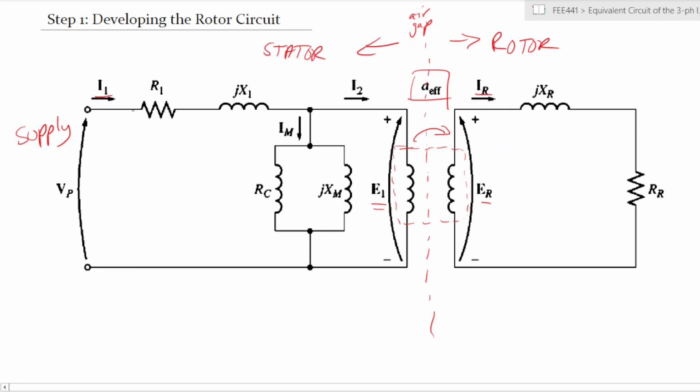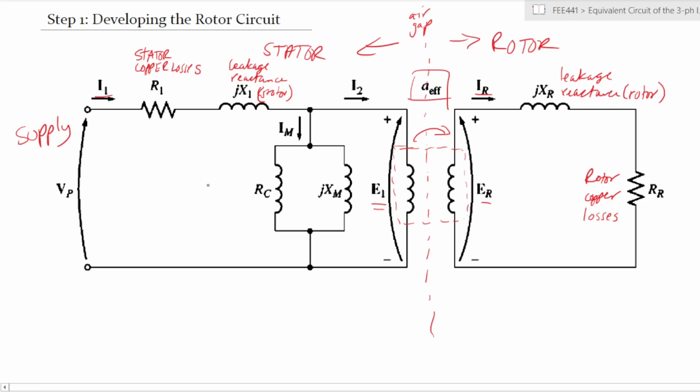Okay. Then we represented all the elements. R1 we said was stator copper losses. jX1 is meant to represent leakage reactance in the stator. jXR is meant to represent leakage reactance in the rotor. RR is your rotor copper losses.